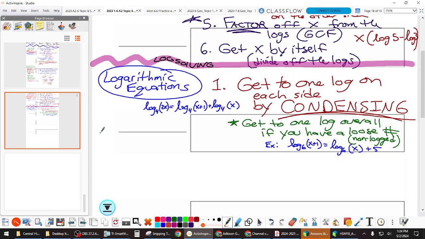So if you have it where it's all logs, here's the thing, guys, I'm trying to help you avoid pitfalls, but I need you to apply some critical thinking when you do this, too. If you have all logs, get it to one log on each side. If you have just a number floating around, get it to one log on one side.